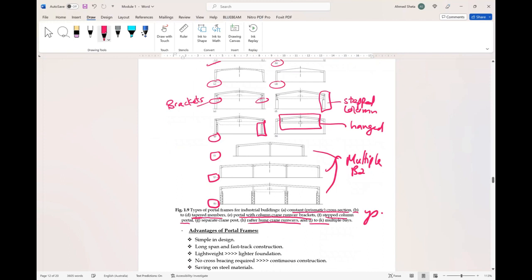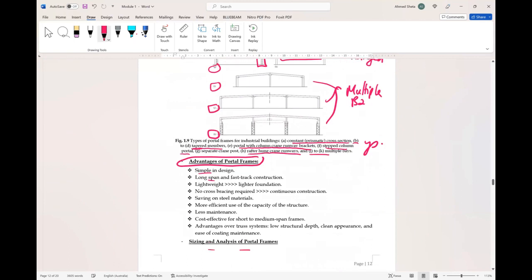The advantages of portal frames are: simple in design, long span and fast track construction, lightweight compared to other structures, so it will lead to lighter foundation. No cross bracing required, so continuous construction. Saving on steel material, more efficient use of the capacity of the structure, especially with fixed bases.